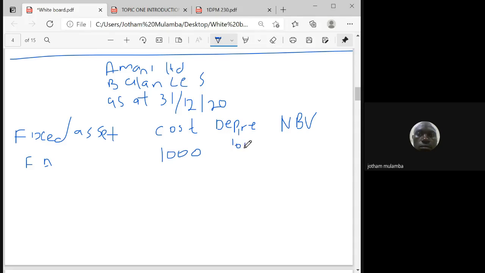That's the depreciation. Now, for us to get the net book value, we subtract depreciation from the cost. So 1,000 minus 100? 900. So that's what will be the net book value. So if we have any other asset, we'll also record in that perspective.